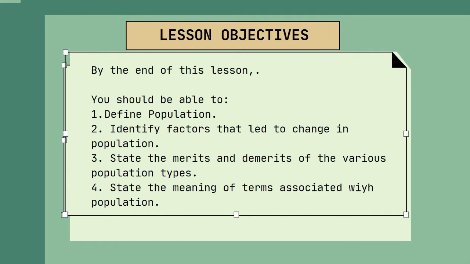At the end of this lesson, you should be able to: one, define population; two, describe or identify the terms associated with population, and also know the types of population that we have in the world; three, identify factors that affect population.